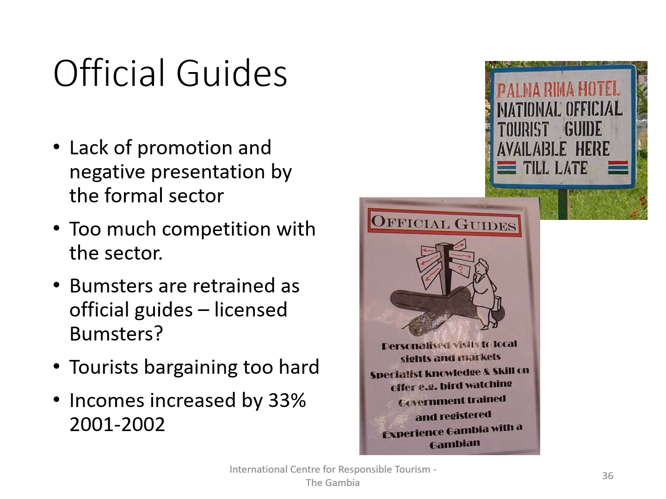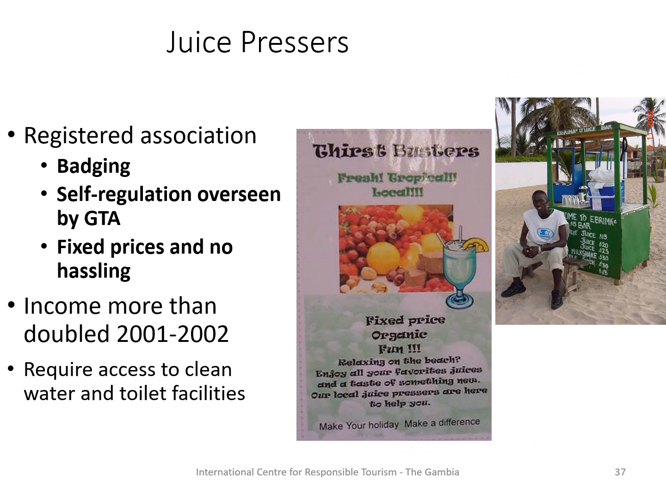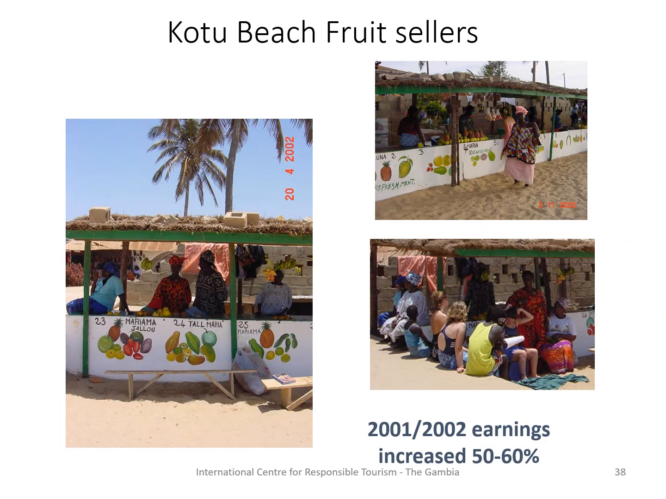The official guides had guide office stations where you could go and collect a guide for a fixed price. Incomes increased as a result of this by a third between 2001 and 2002. Juice presses, with self-regulation overseen by the GTA, the Gambian Tourism Authority, badging, fixed pricing and no hassles, saw income more than double between 2001 and 2002. Jodi Beach fruit sellers' income has increased by between 50 and 60%. So they had some rather nice stalls to sell from behind. The competition became about the way the fruit was displayed rather than about the price.